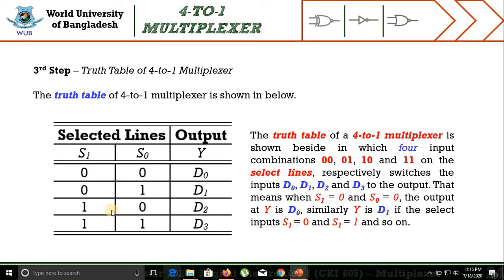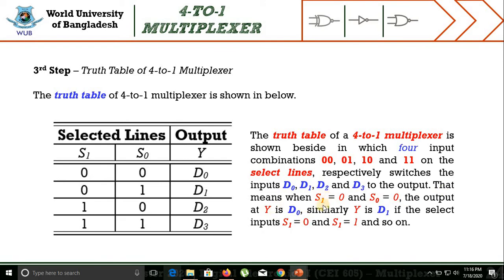If S0 is 0 and S1 is 1, then you may find D2 in the output section, and the last combination, which represents that S0 is 1 and S1 is 1, in that case we may also find D3 in the output. The truth table of a 4 to 1 multiplexer is shown beside, in which four input combinations 0 0, 0 1, 1 0 and 1 1 on the select lines respectively switch the inputs D0, D1, D2 and D3 to the output.